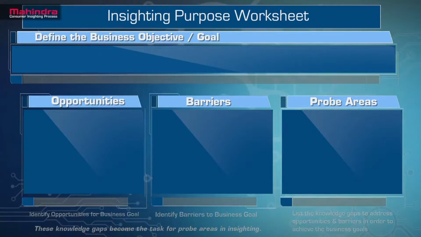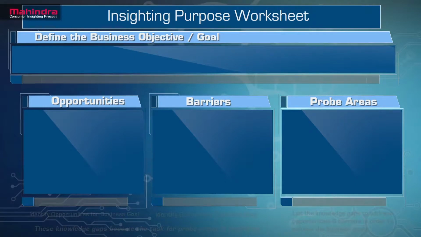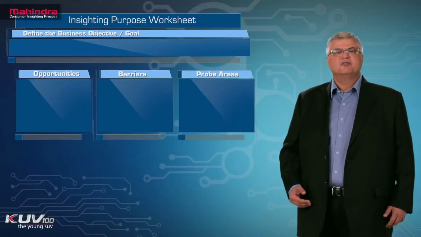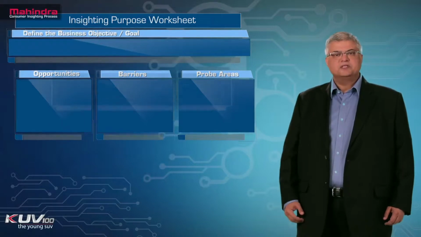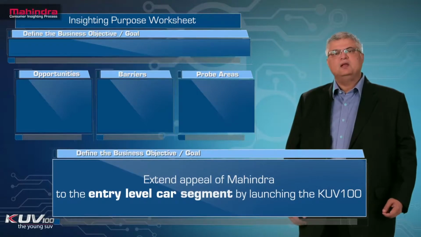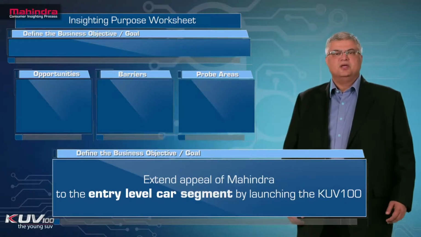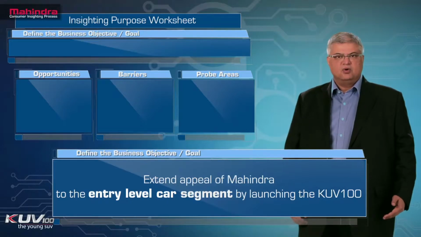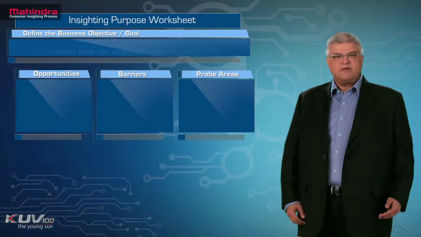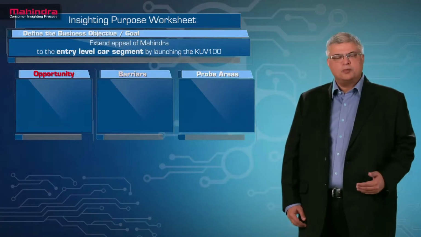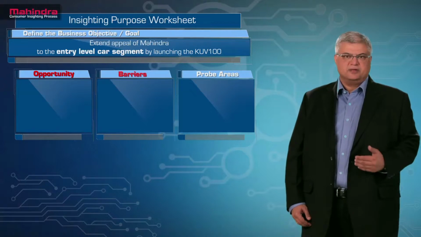Now, let us populate this template with the case example of Mahindra KUV 100. While approaching the project for KUV 100, the business intent or goal was to extend the appeal of the Mahindra brand into an entirely new segment, the segment of the entry-level car. Every business intent or goal is influenced by opportunities and by barriers.